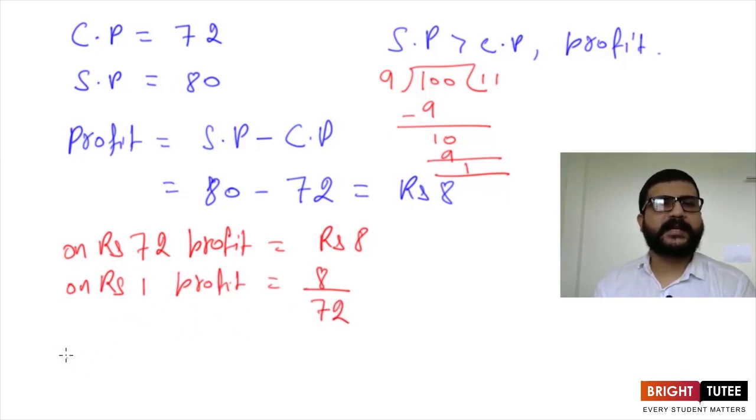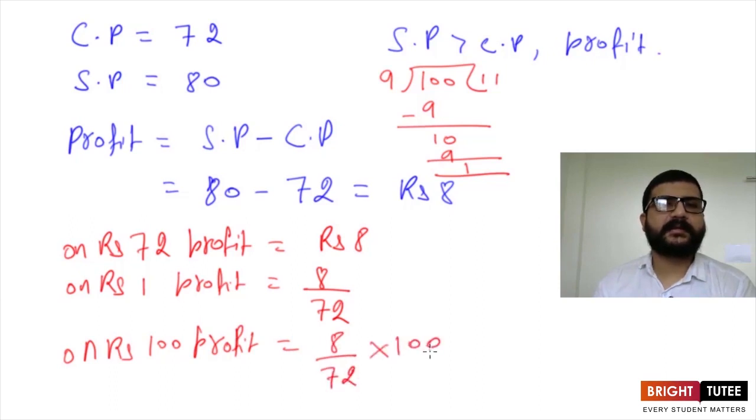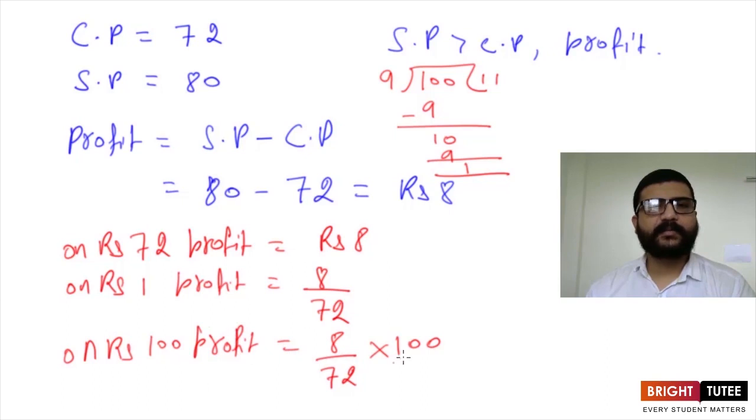Now what about profit on rupees 100? That's what we have to find. Profit on rupees 100 is equal to 8 upon 72 into 100. That is profit made on rupees 1 into 100. Now this is the profit percent. Profit percent is basically how much profit is made on rupees 100, or how much profit is made per 100 rupees. Now we can simplify this.